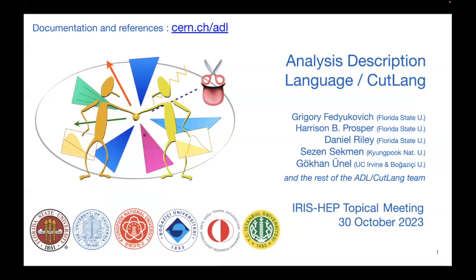Then we shall ask Professor Grigory Fedyukovich to talk about the sorts of things that we might be able to do by leveraging state-of-the-art compiler technology. Grigory is a professor at Florida State University and a computer scientist. He joined the project a couple of years ago to help us make this a much more robust enterprise. And then we'll just have a discussion, with Sezen and myself. We're going to start with Gurken, who will give an overview of this project.